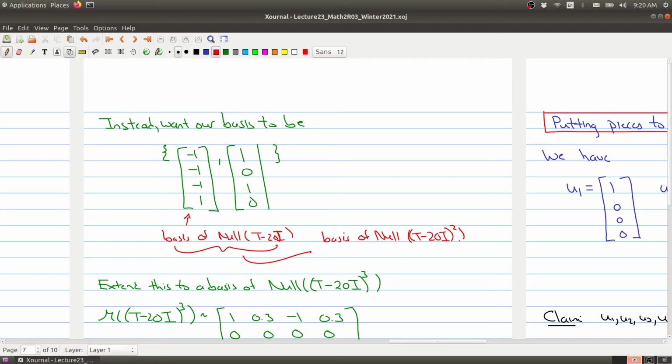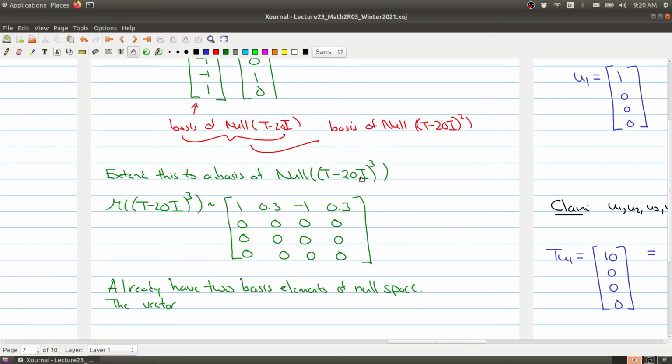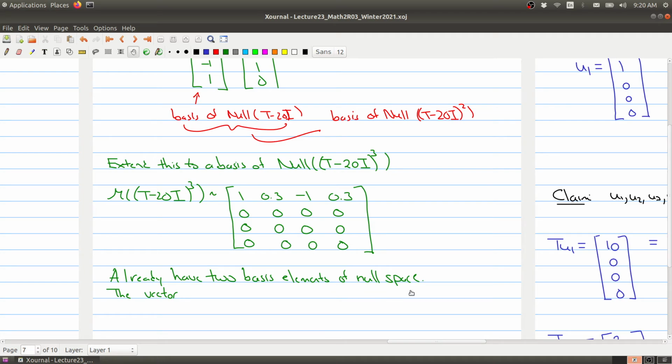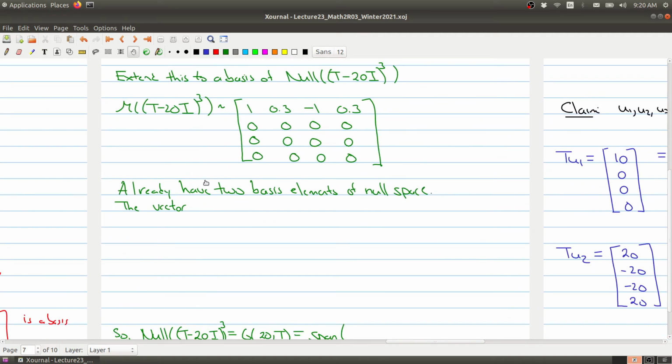So we're extending our basis, adding a new element to it, and then we keep doing the same trick. We extend this to a basis of the last null space. So this matrix here row reduces to this matrix. We already have two basis elements of the null space, so we need one more. There's one more vector that we can add to it. The vector that we're missing is 0, 3, -1, 0, 0, which is also in the null space, and not in the span of the other two.